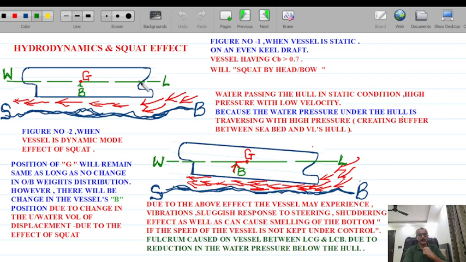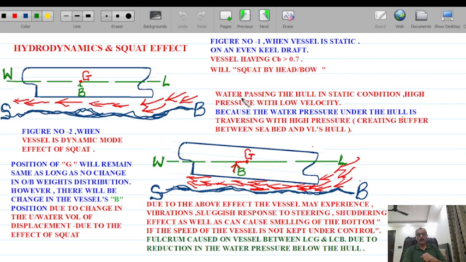Because she is even keel, she is not squatting, unless of course the tide or the flow of current is very strong, then you may have a virtual effect of squat as well. Do not forget it. Like I have explained in my previous lectures, when the vessel is at anchor and you're stemming a very strong current, you may expect a virtual squat even when you're not moving. So in figure number 1, when the vessel is starting on an even keel draft and she has a block coefficient of more than 0.7, of course she will squat by head or bow.